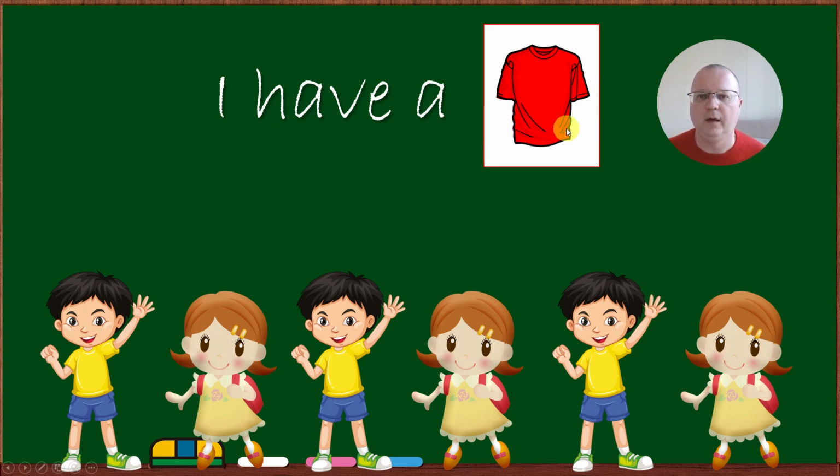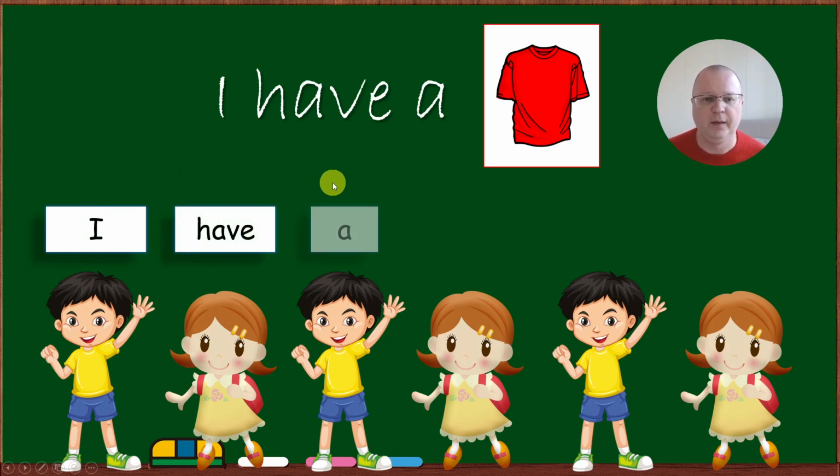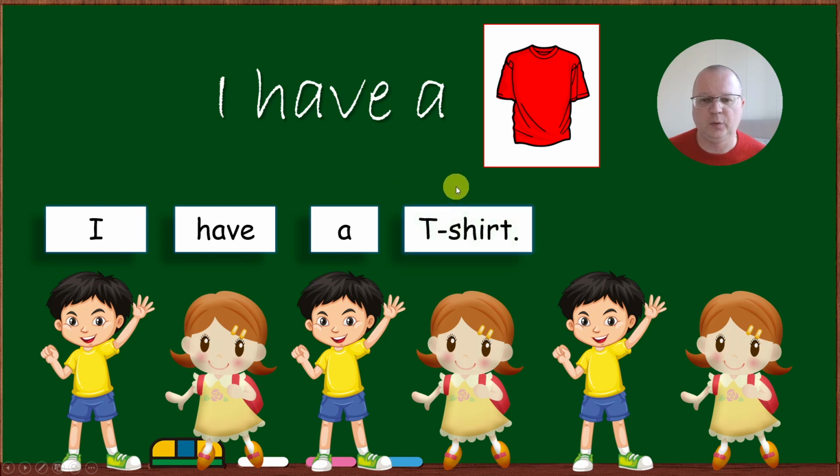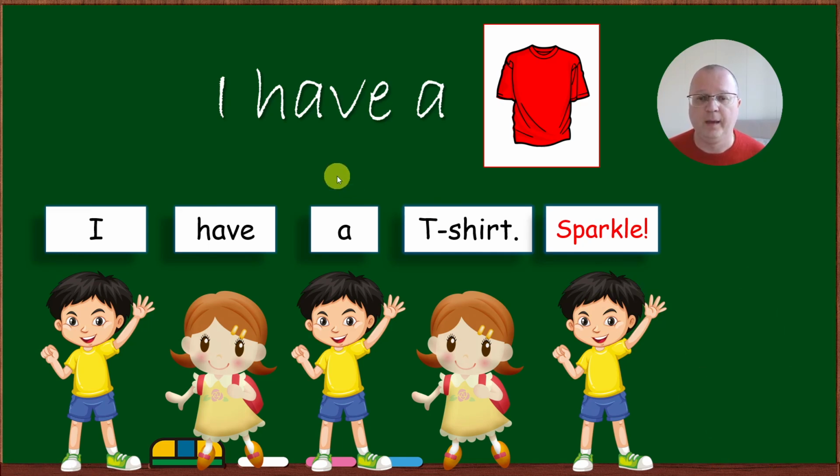I have a t-shirt. And then each student needs to say a word in the sentence. So this student says I, this student says have, this one says a, and this one says t-shirt. Then the next student should say sparkle. And the student standing next to the student who said sparkle needs to go back to their seat, like so.